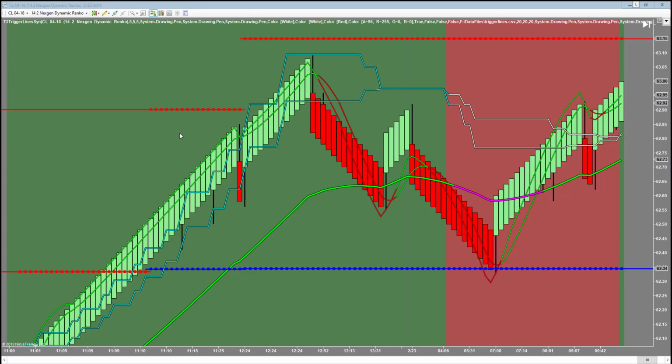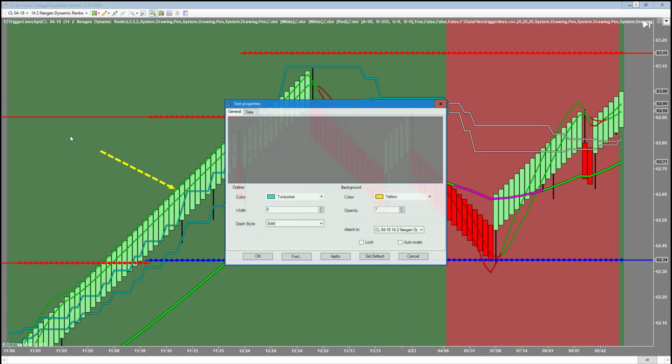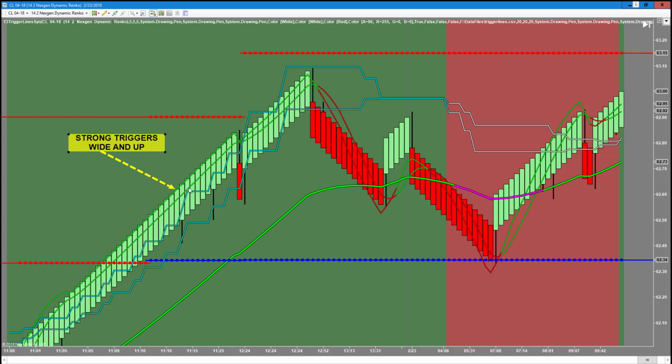One more concept, or one more little section for trigger lines, and then we'll have most of the major concepts covered. One concept that we use over and over and over again is a very strong trigger line look. And essentially, when we say the words strong trigger lines, what we're saying is strong trigger lines that are wide and up.